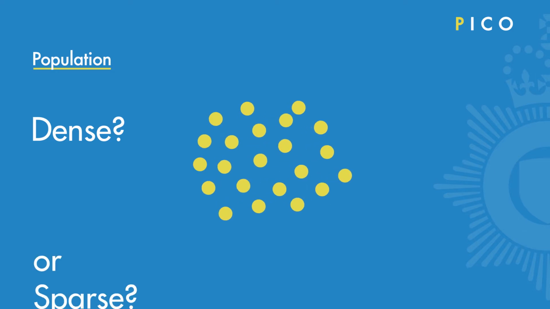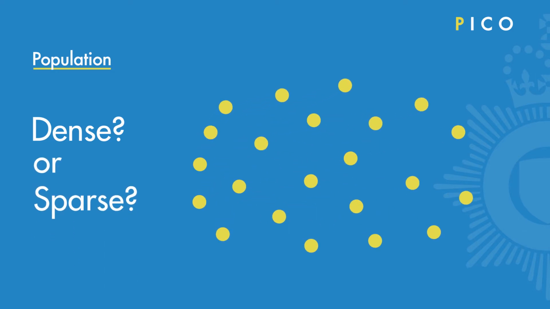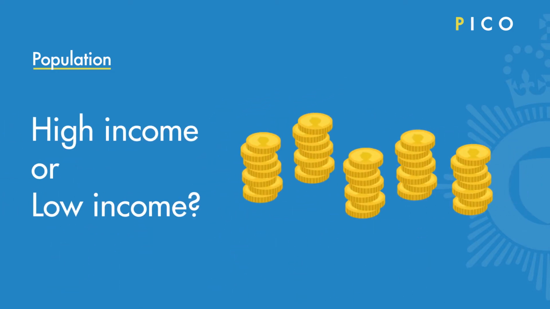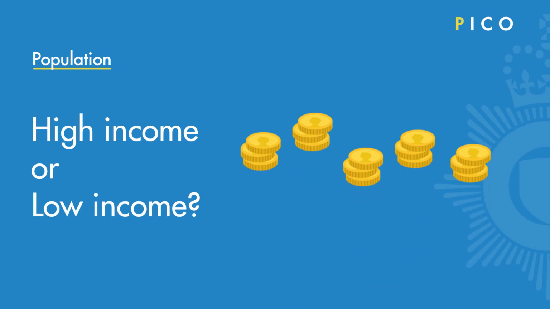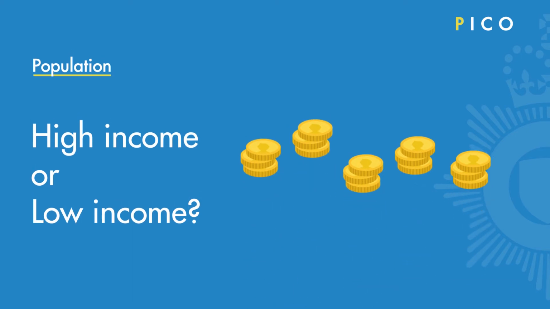Next, you want to consider your population of interest. For instance, are you interested in whether burglar alarms deter thieves in densely populated or sparsely populated areas? Are you interested in high-income areas or low-income areas? The sample you choose should come from your population of interest.